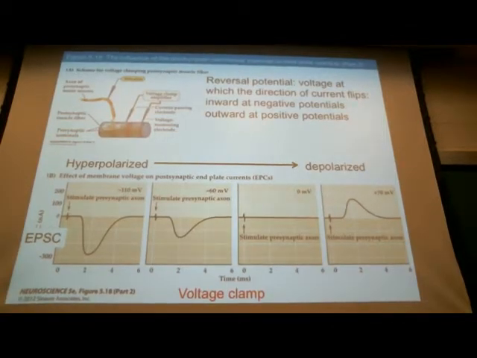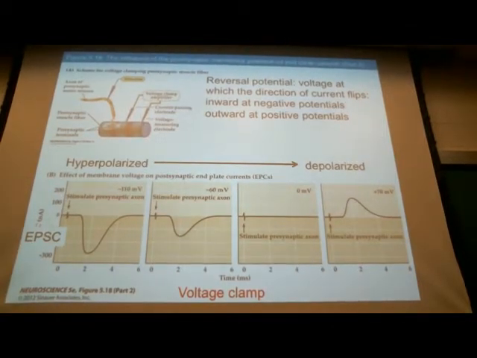Okay, so let's look at some examples of what we mean by reversal potential. Let's say we're measuring, again, the frog neuromuscular junction. Here's your muscle. We're doing a voltage clamp experiment, so we have 2 electrodes that are clamping the voltage. We're going to measure the current. What we're measuring is the EPSC current, and we're going to stimulate the presynaptic axon.